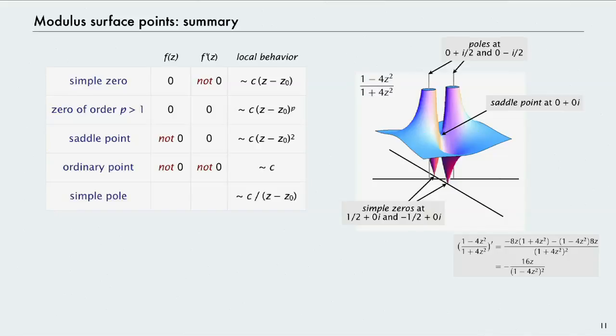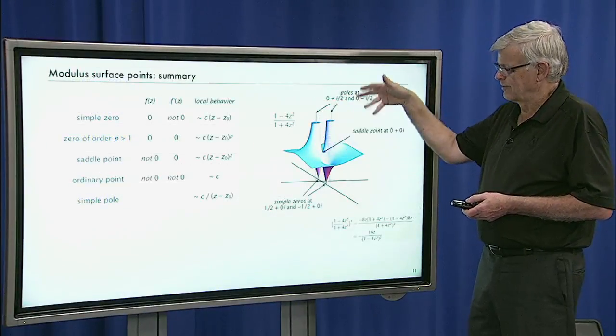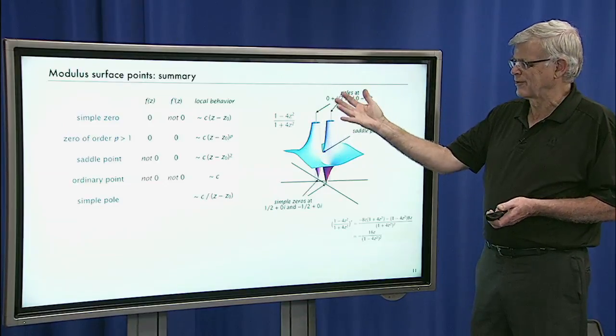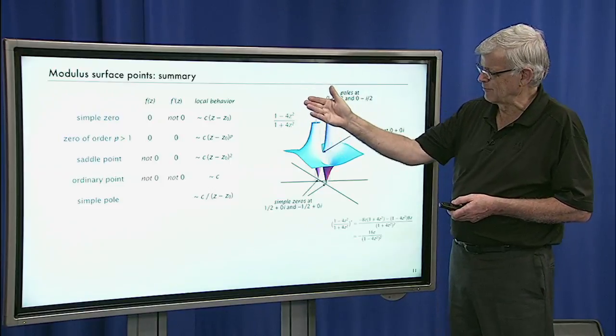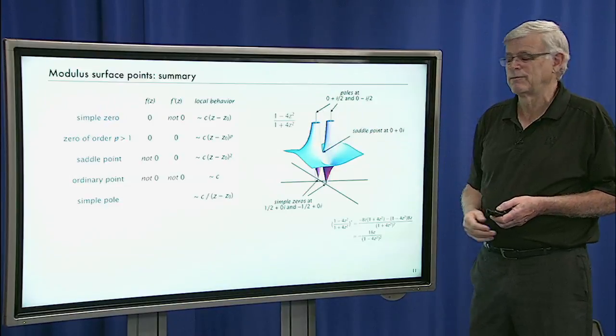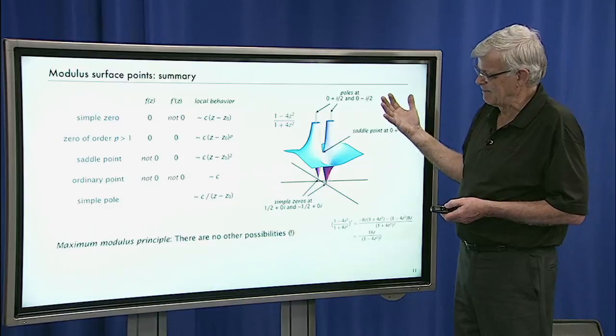And then there's poles, where it blows up and is proportional to a constant over z minus z0, which is where the function or its derivatives are not defined. The key thing to note about this table is that it covers all the possibilities. Either they're both 0, or the function is 0 and the derivative is not, or the function is not 0 and the derivative is, or neither one of them is 0. Those are the 4 types of points.